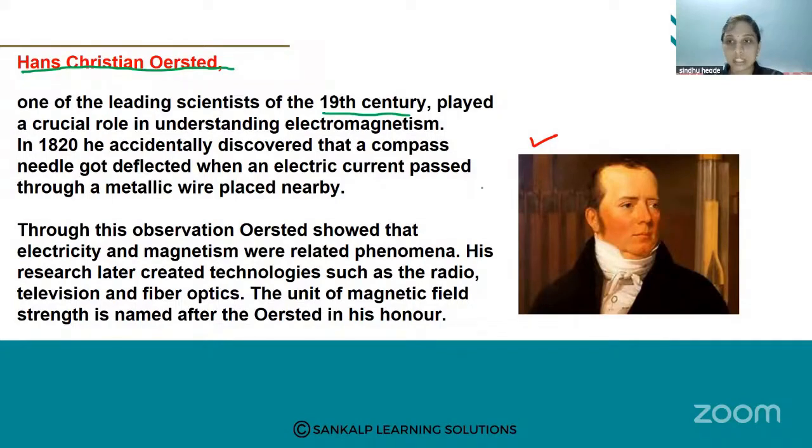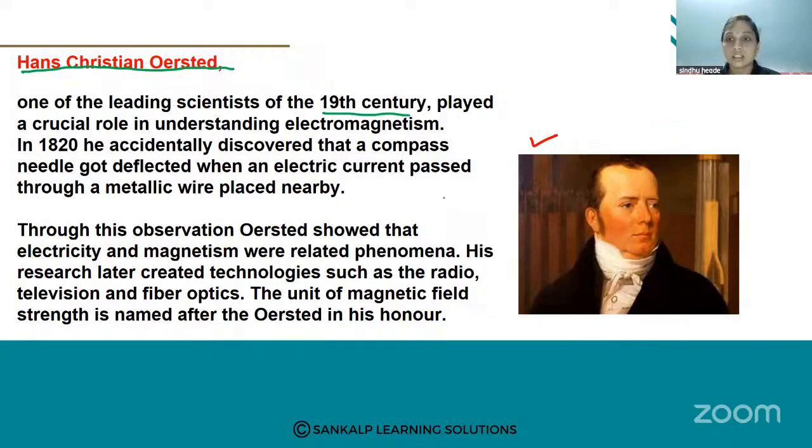He made some experiments in his lab. He did some experiments with the help of some circuits, and due to that he discovered the magnetic effect of electric current. Okay, we'll see how he discovered this. He found this magnetic effect of electric current through some experiments with circuits.